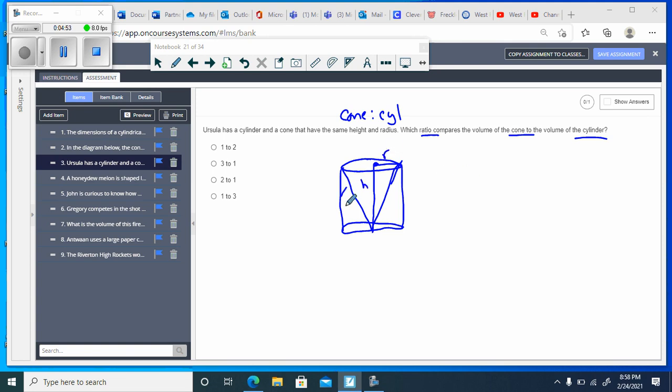Well, what we've got is all of this volume that has been left out in the cone. So when we're talking the volume of the cylinder, it's pi r squared h. When we talk volume of the cone, it is 1/3 of that, 1/3 pi r squared h, okay? So the cone is 1/3 of that. So the cone is 1, the cylinder would be 3. Our ratio is 1 to 3.